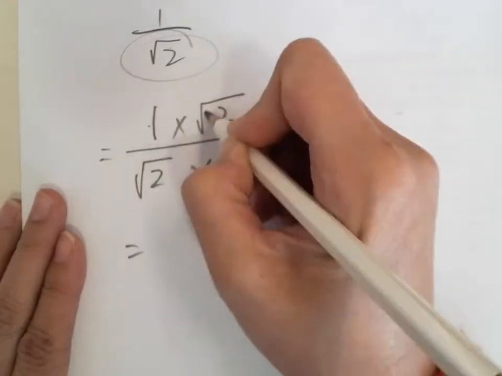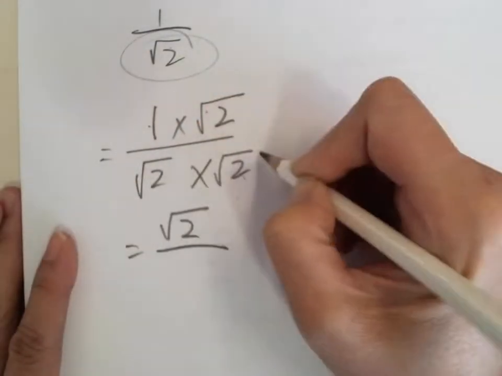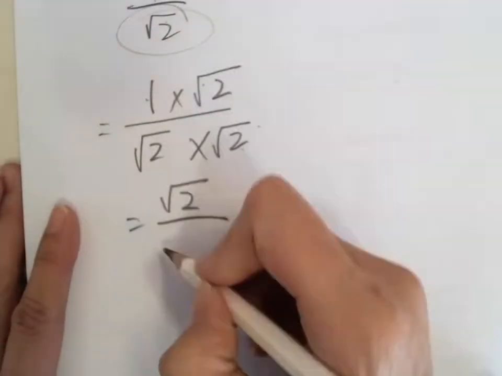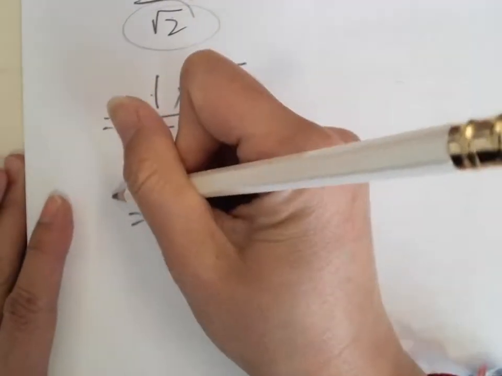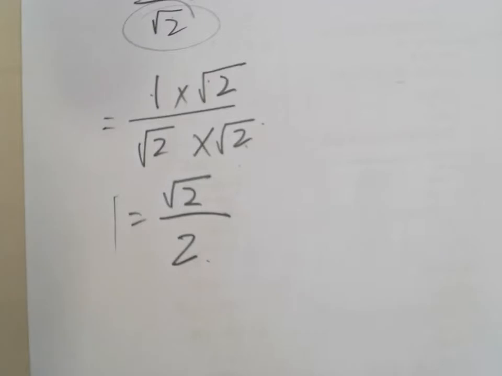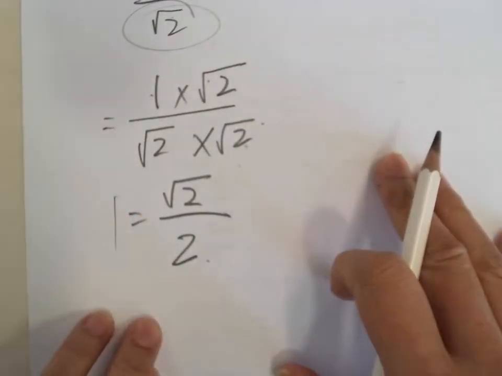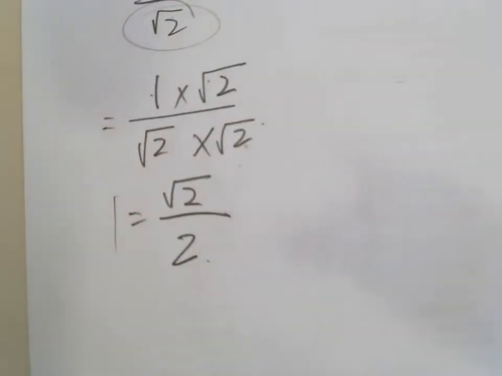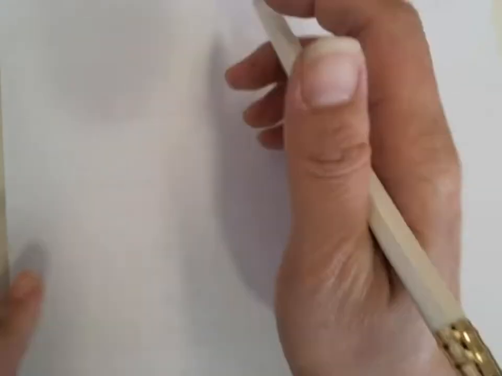So now, 1 times root 2 is root 2, and then root 2 times root 2 is 2. Therefore, we will have a rationalized denominator. But you may ask, numerator? We don't care. Right. However, things are not as good as how we planned. So we will have something weird here.